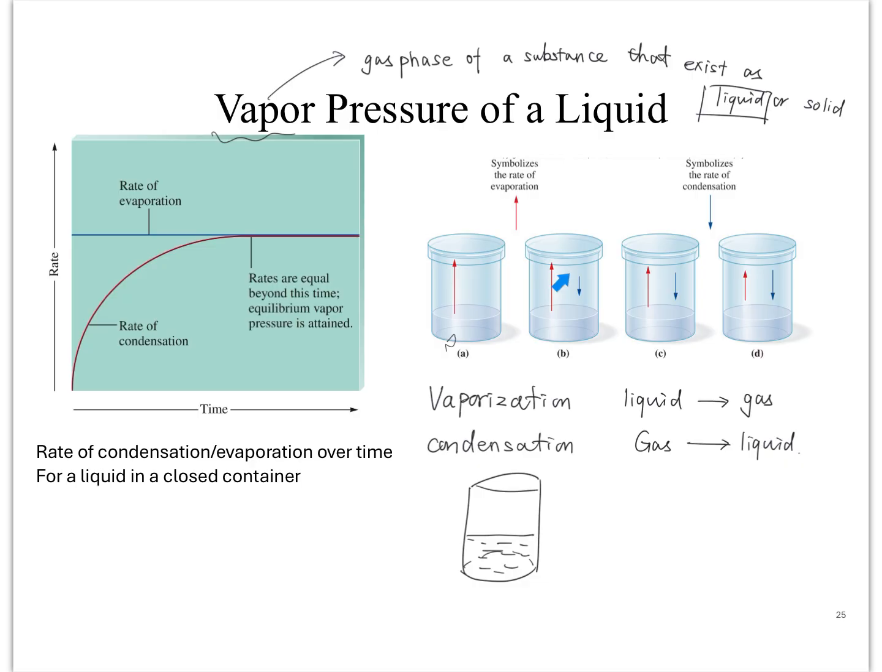And at the same time, some of these gas molecules will condense, going back to the liquid. That is condensation. And this will be vaporization and condensation. Eventually, the rate of molecules coming out from the liquid to the gas phase will equal the rate of coming back to the liquid. And at that moment, it has reached a so-called equilibrium. So the vaporization and condensation will reach an equilibrium.